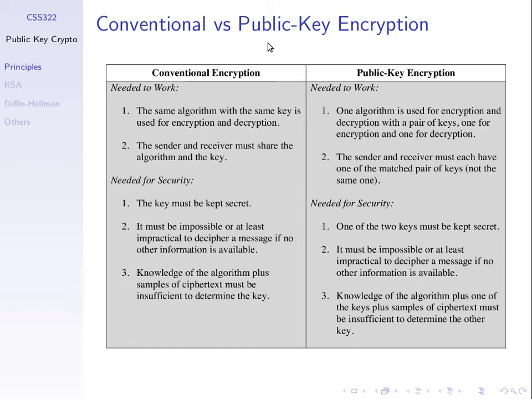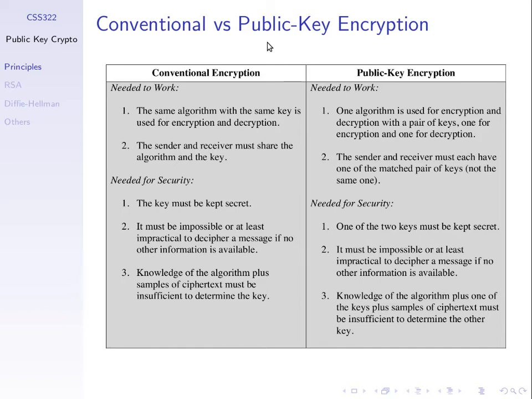Let's compare the two, the symmetric versus public key. In conventional or symmetric key cryptography, we have the same algorithm and we have the same key. Okay, we have one key used. And the sender and receiver must share that algorithm and key. Okay? Importantly, the key must be known by the sender and receiver.